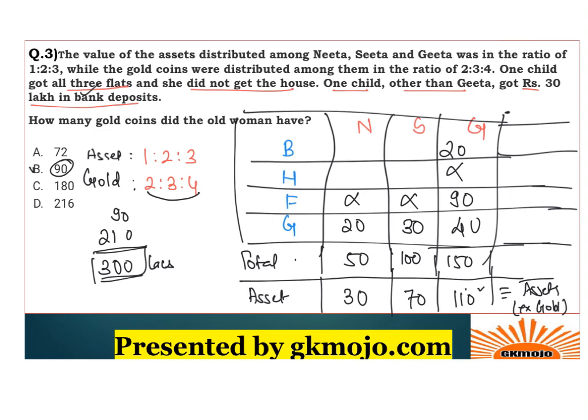It has been said that one child other than Geeta got rupees 30 lakhs in bank deposits. Also, observe that Sita has got 70 lakhs in assets and Nita has got 30 lakhs in assets. So Nita obviously cannot get the house. The house will go to Sita, which is 50 lakhs, so you can cross it out here. How much is left for Sita? 20 lakhs is left for Sita.